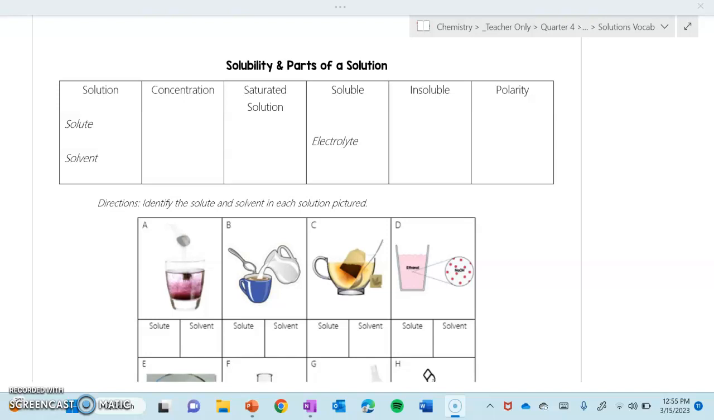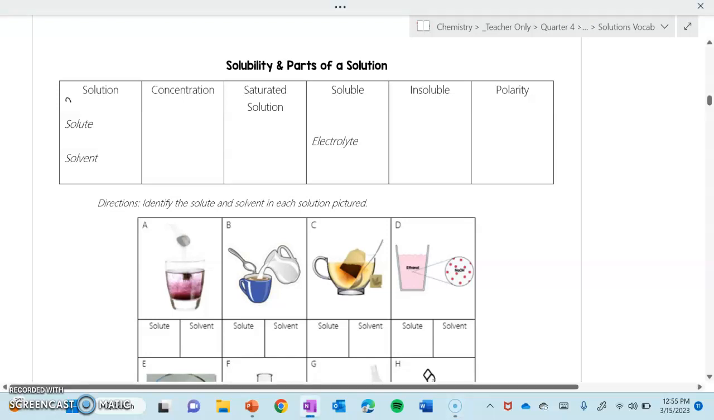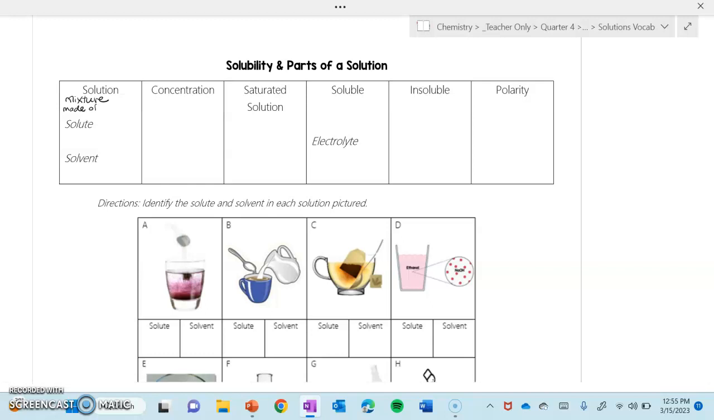And we're going to talk about the process of solubility in this video, what parts are in a solution, and then what makes something soluble or insoluble. So the first term we have here is solution. This is a mixture made of dissolved particles and a liquid.